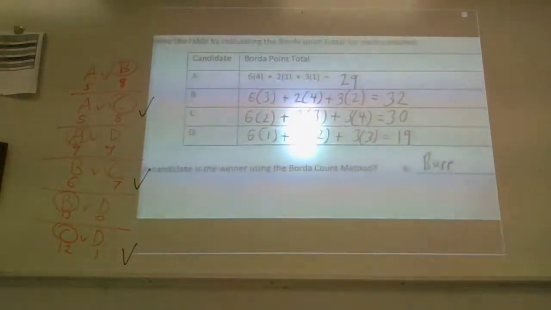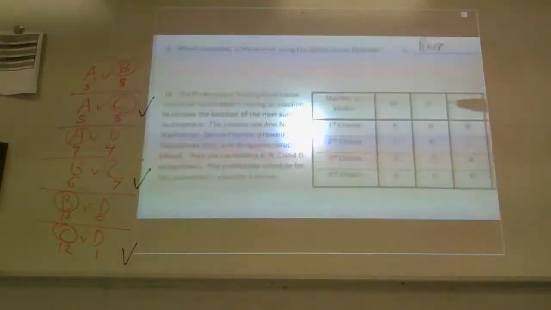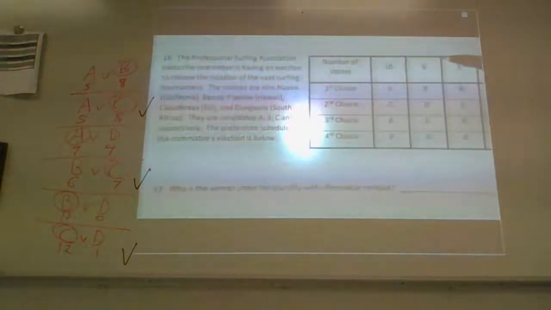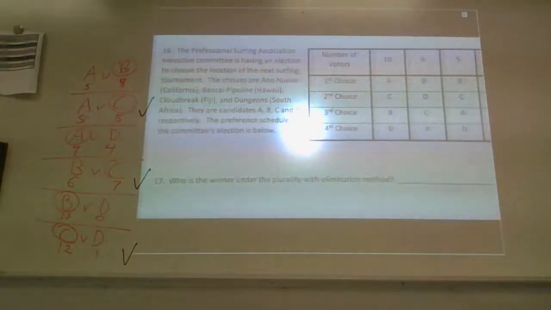All right, again, cut and paste job. These numbers are a little bit off, but I'm looking down at number 16 and 17 on that same page. This problem now wants to go the route of plurality with elimination.